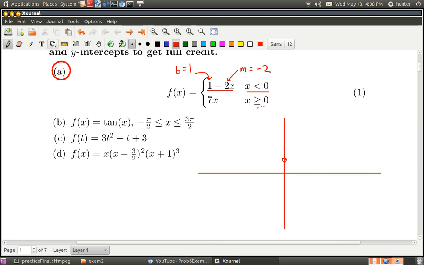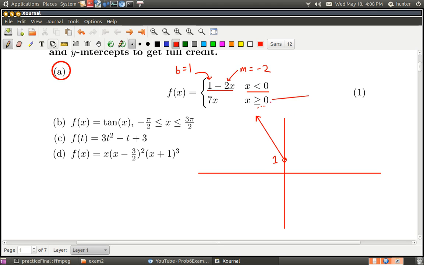And now what do I need to do? From here I need to draw a line of slope -2. So what is that? That's a fairly steep line like that. So that's the first part here, and I should label my y-intercept, so this y-intercept is 1. And so this first part is done.